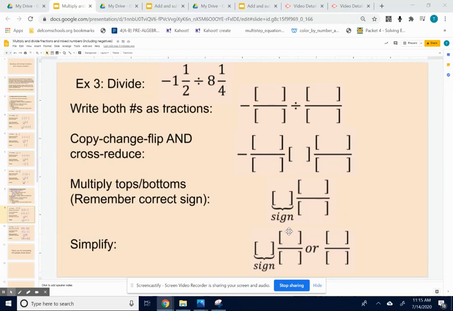Okay, let's look at example 3 together. Divide -1/2 divided by 8 1/4. With the division problem, we're going to end up changing this to a multiplication problem. But first you need to make sure both numbers are fractions. So let's do that first. Let's change -1/2 to a fraction and 8 1/4 to a fraction.